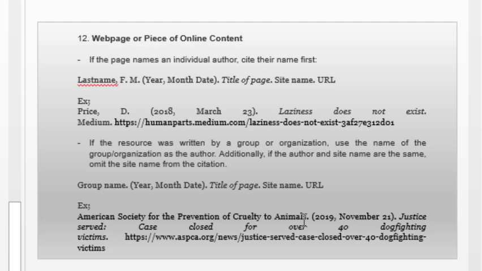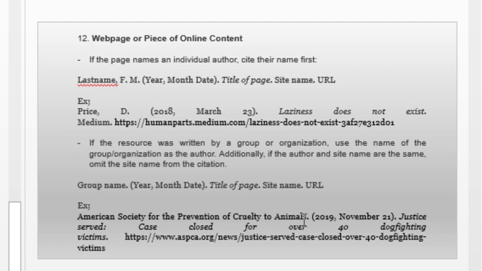Meanwhile, if you're sourcing for information from a web page or a piece of online content, it has the same structure: last name, first name, and then middle name, and then year, month, date, and then the title of the page, and then the site name and URL. Okay, we have the example here.